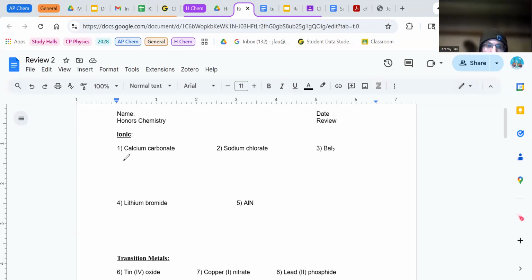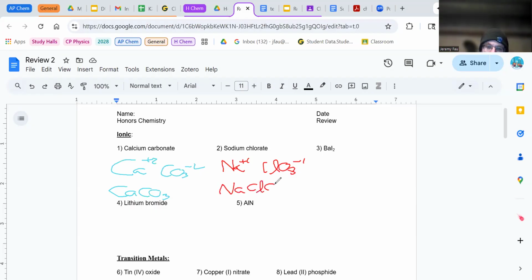All right, so for the first one, calcium is Ca+2, carbonate is CO3-2, because the charges are the same. We get CaCO3. All right, sodium is Na, group 1, +1. Chlorate is ClO3-1, again, because the charges are the same. They cancel out.